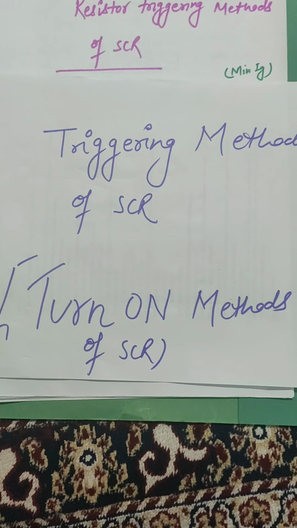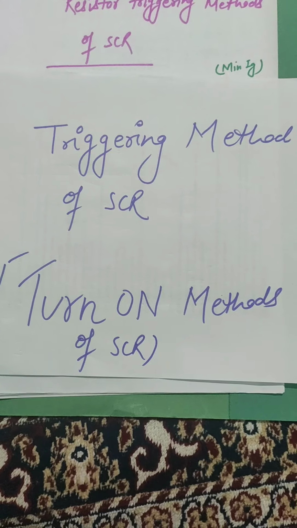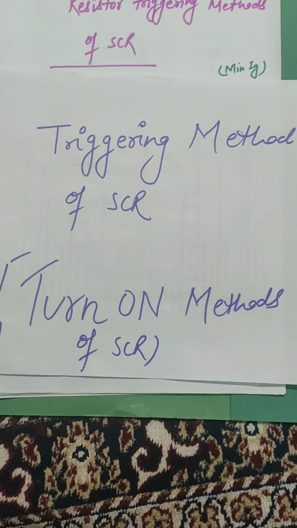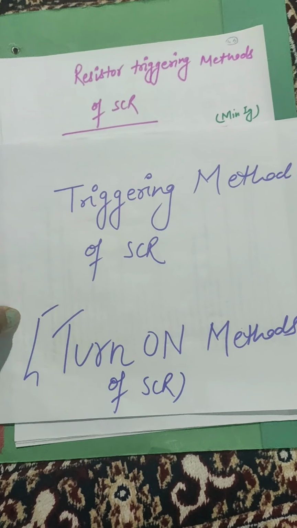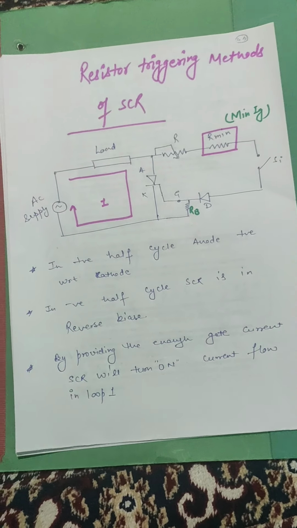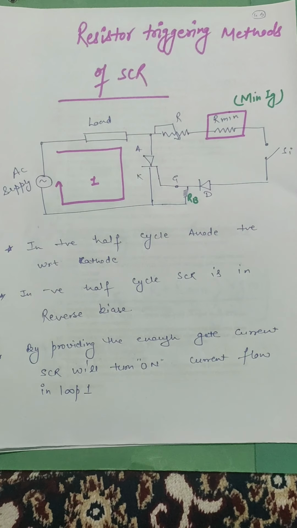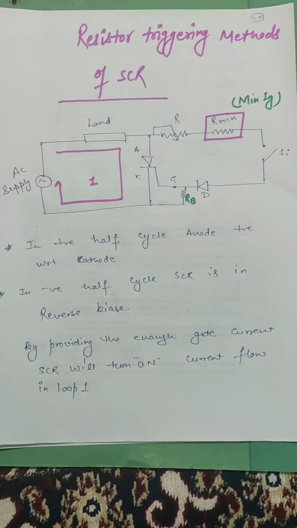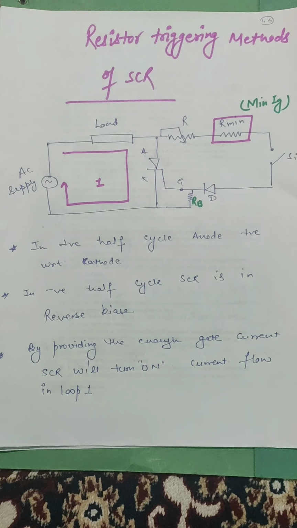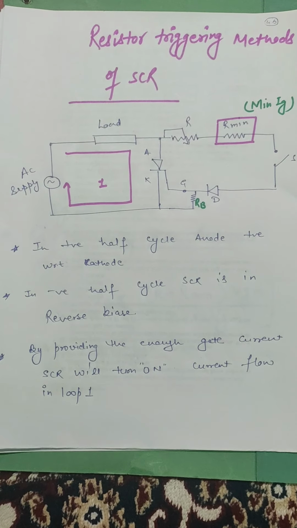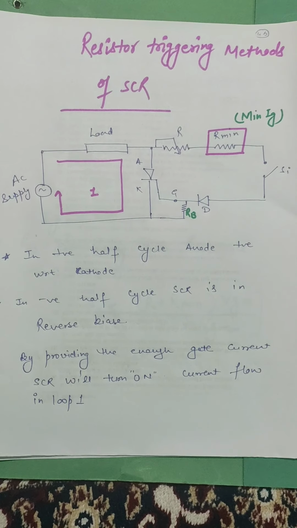There are basically two types of triggering method: resistor triggering and resistor capacitor triggering. We will explain both here. First of all, this is the resistor triggering method, where we use a resistor to trigger the SCR. This is for the half cycle.